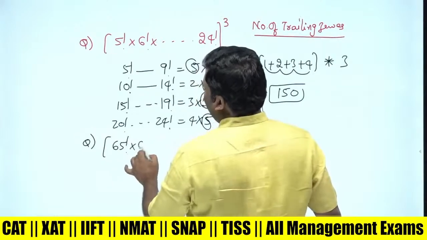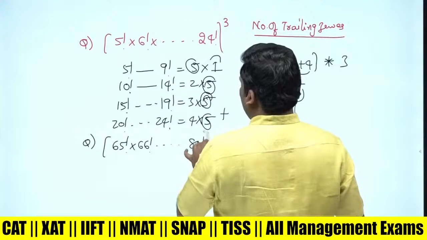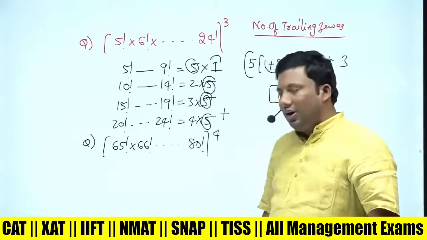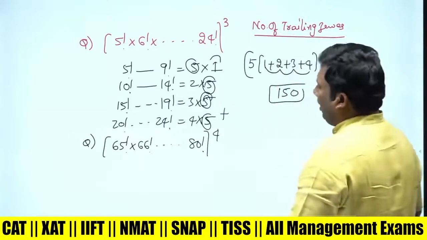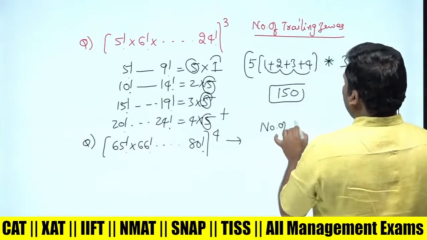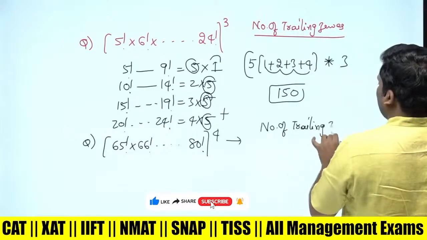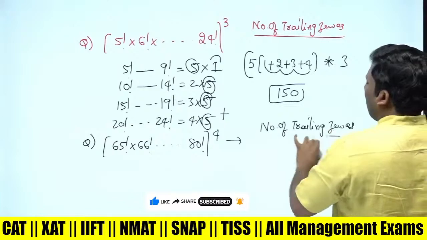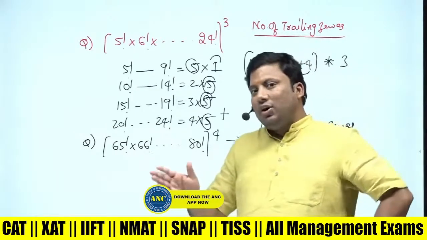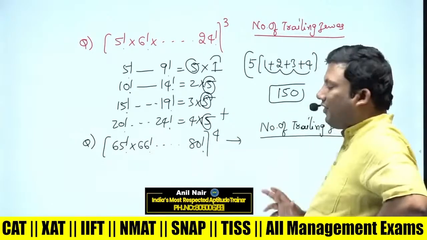65 factorial into 66 factorial and so on up to 80 factorial, power 4. Number of trailing zeros. Let us find it out easily without doing it step by step like in the previous problem.